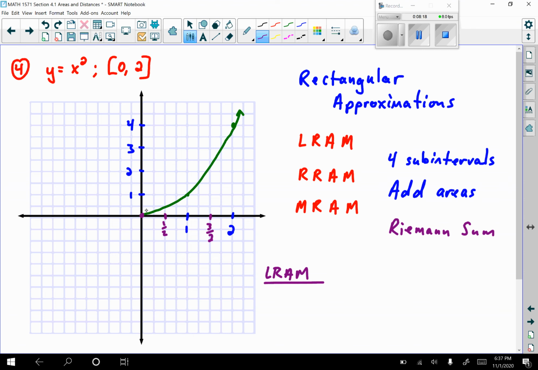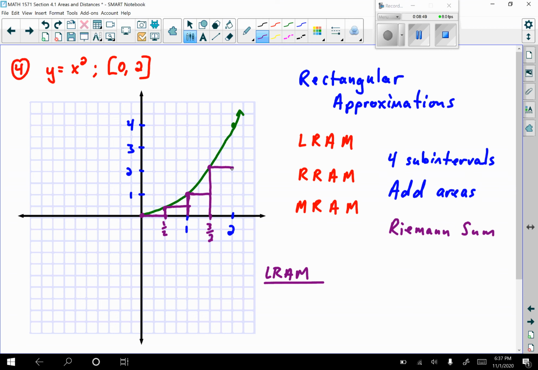So right here at 0, 0, that's the start of my first rectangle. Well, that's right at the x-axis, so actually my first rectangle is flat. It has no height to it. It has a base, but it has no height. What I'm going to do from there is go straight up to where I'm on the curve, and then I'm going to go straight over to the 1 and go down. That's my second rectangle. From there, I'm going to go up, and then I'm going to go over, and then from there, I'm going to go up, and I'm going to go over.